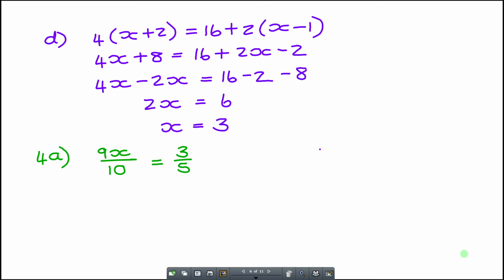So the first one will stay like that. But to get this a 10, I would say times 2. And if I do it at the bottom, I also have to do it at the top. So that will become 6 over 10. Now, what do we usually do? I'm going to write steps here. Step 1, get denominators the same.